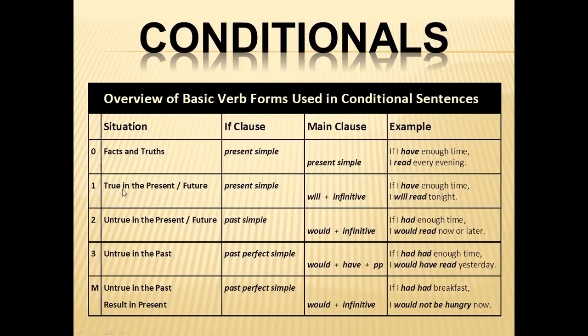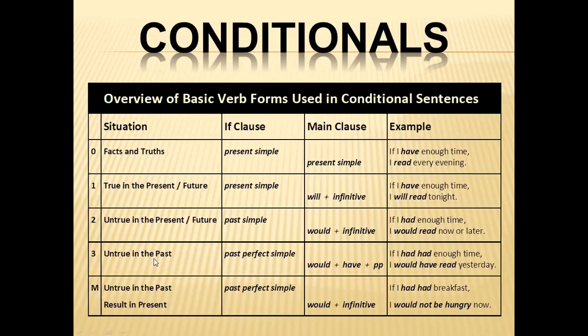First conditional. You talk about the truth in the present and future. In the if clause we use present simple. In the main clause I use will plus infinitive. For example, if I have enough time, I will read tonight. In the second conditional, we talk about things untrue in the present or future. You use past simple in the if clause and would plus infinitive in the main clause. For example, if I had enough time, I would write now or later.